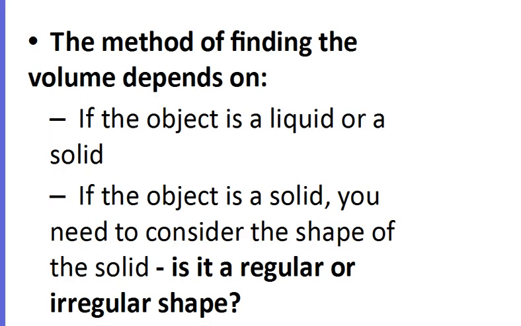So how you figure out the volume of something depends upon, number one, if it's a liquid or a solid, and number two, if the object is a solid, does it have a regular shape where you can measure it with a ruler, length, width, and height, or is it an irregular or odd shape, like I think I showed you a marble or a small rock in class? If it's a weird shape that you can't measure with a ruler, then that changes the way you figure out the volume.